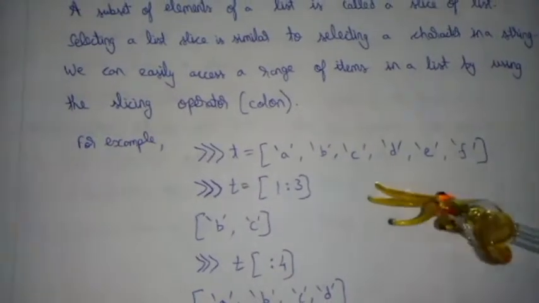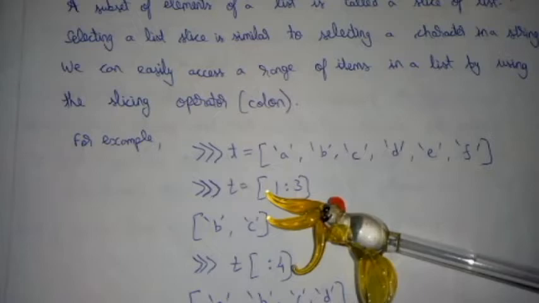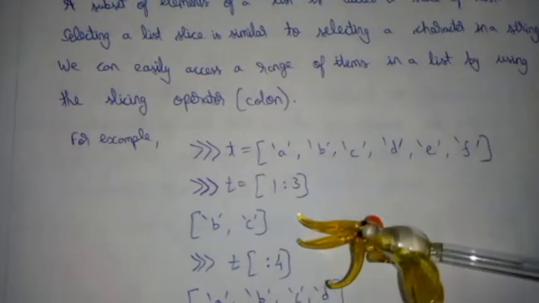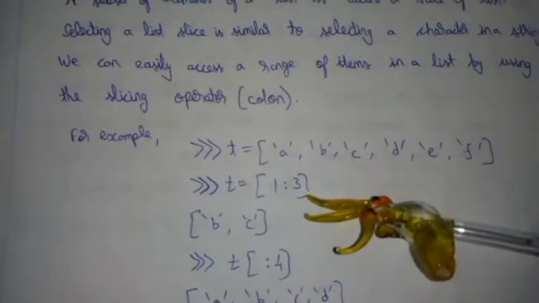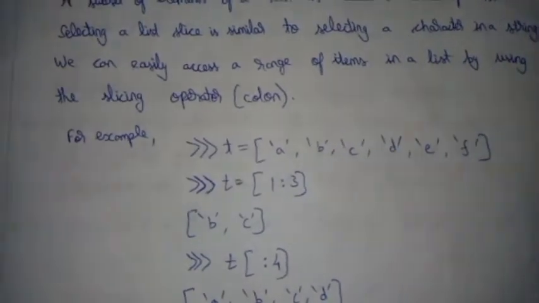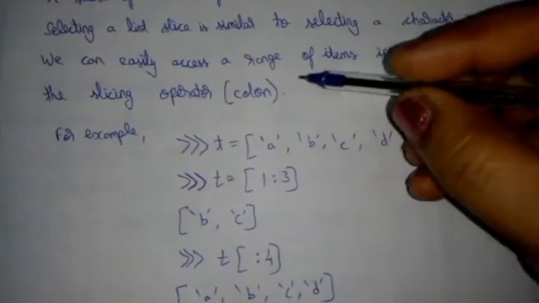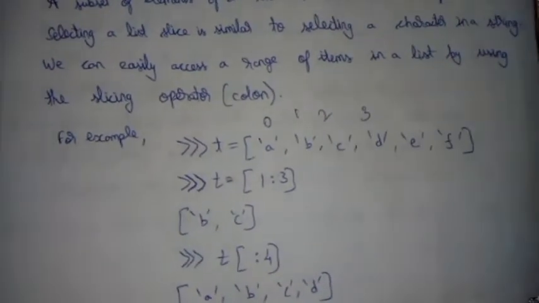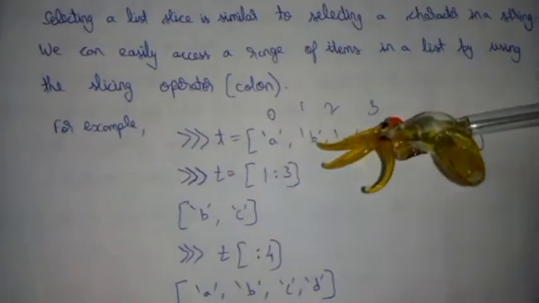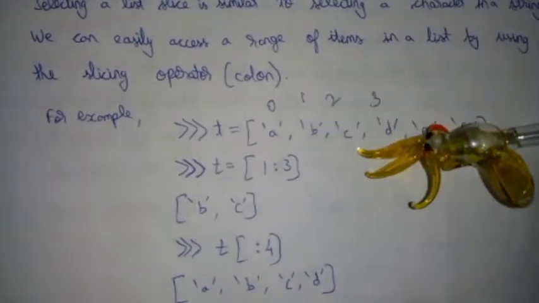So this is going to be my list of strings, and I'm going to take a slice of the list using this slicing operation 1 colon 3. As I told before, 1 is start and 3 is stop. So I have to start at index 1 and stop at index 3. So this is my index 1, 2, 3. This particular slicing operation will start at 1 and stop at 3, which means b, c.